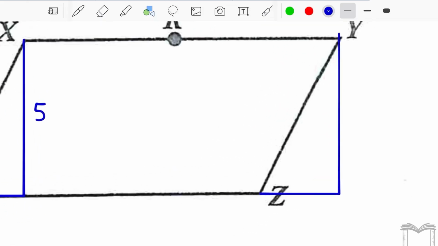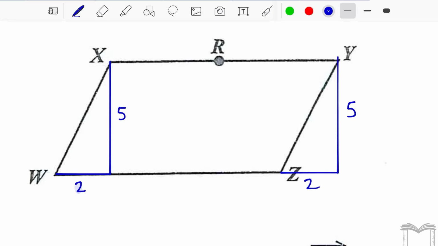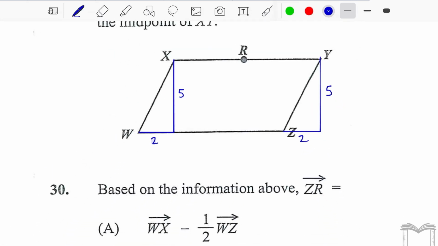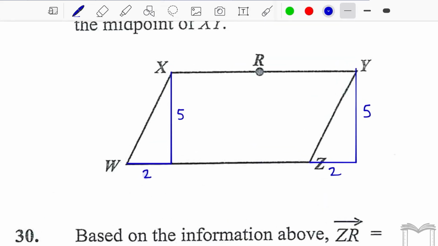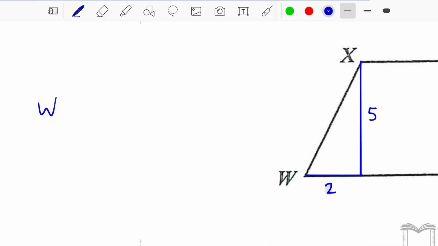Right. So let's just label that. So once they are moving in the same direction, then they are equivalent. So same direction and same magnitude, of course. So we can say that vector WX is equal to vector ZY.